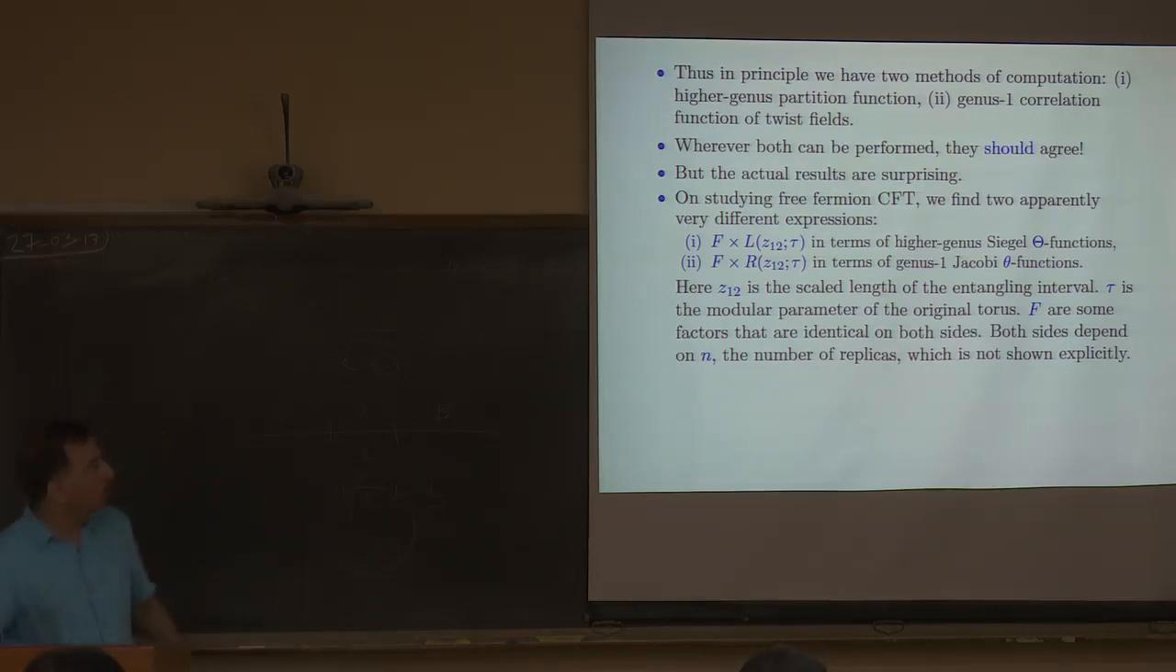Tau is the modular parameter of the original torus, and both sides depend on the number of replicas, because we are trying to calculate something for a fixed genus or fixed number of replicas. So in the first case that's fixed genus, in the second case that's fixed number of twist fields. Okay, and just to say, the calculation of Takayanagi et al. was already done, so we have not improved on that, we've just taken that for the second line.